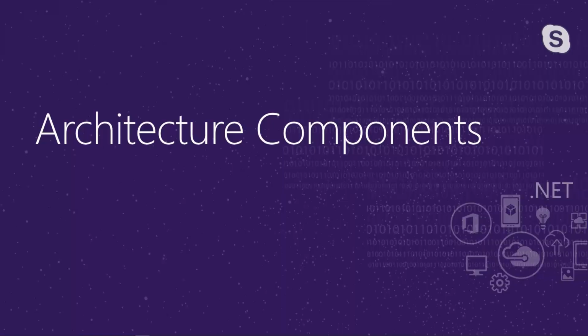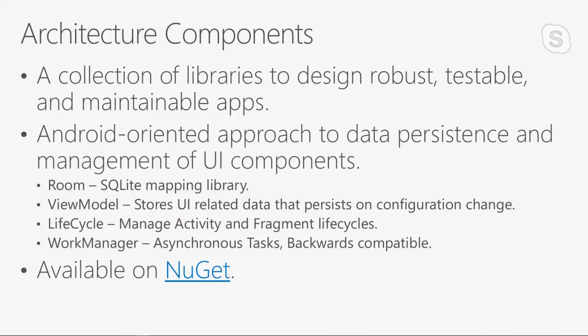But let's talk about architecture components now. Architecture components, I mentioned earlier, are one of those four areas, and it's really just a collection of libraries to design very testable and maintainable apps. Previously it was very difficult to do testing and the likes on Android, especially with the various ways that you would manage your life cycles. But this is an Android-oriented approach to data persistence and the management of all those components.